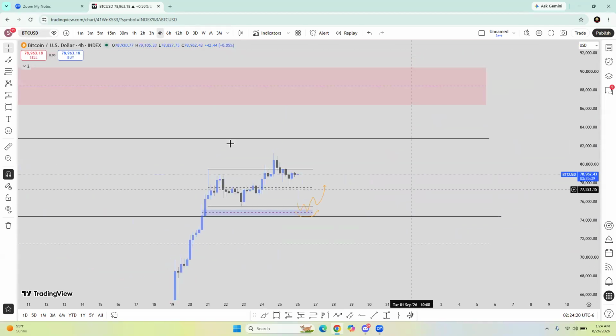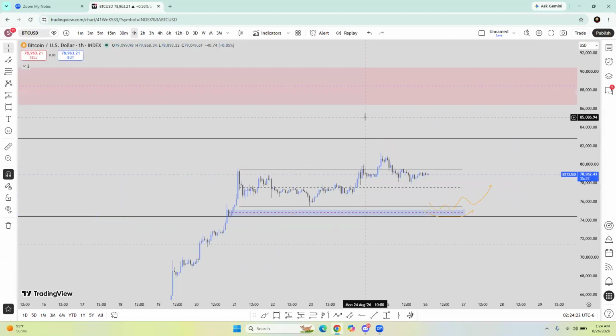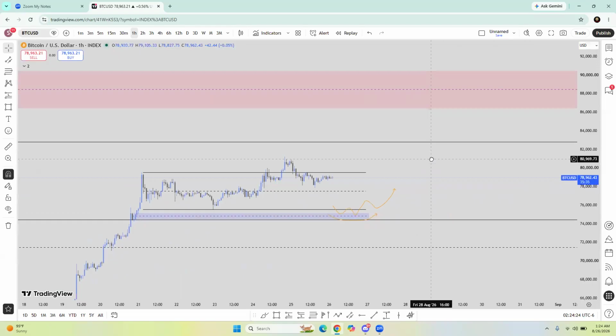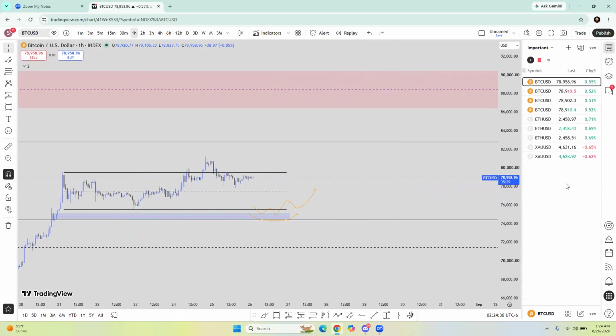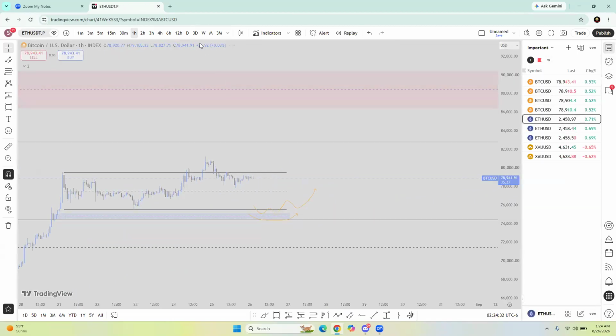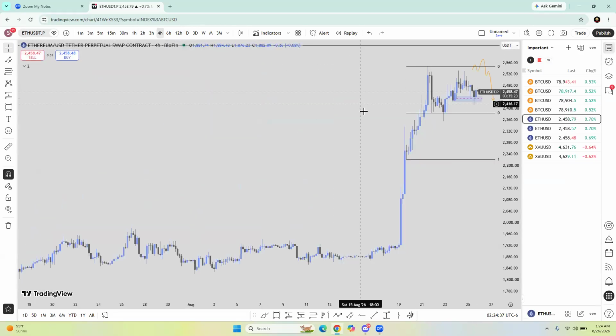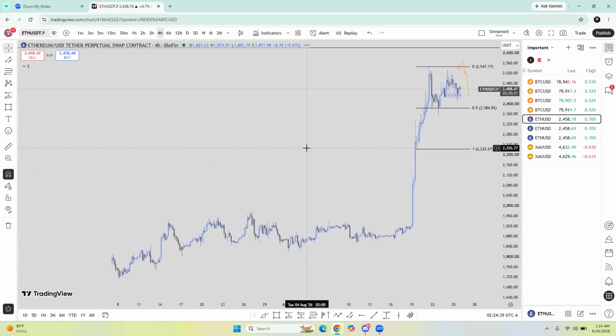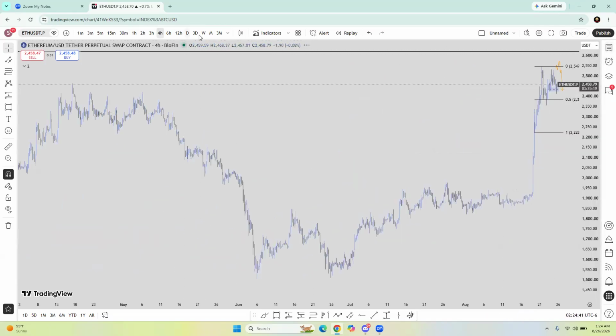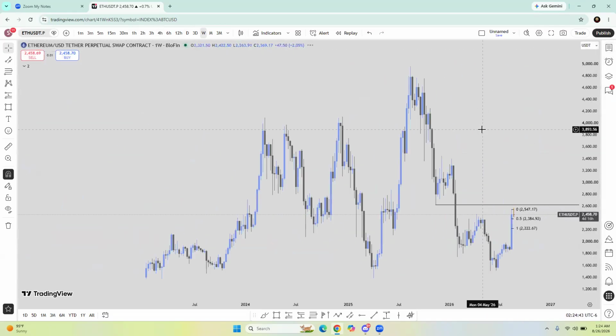High time frame was what everyone knows nowadays. Every trader is on those charts. So here is the long trigger here. We will target these supplies. Another thing is ETH.